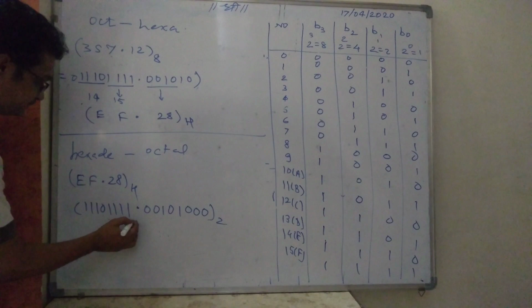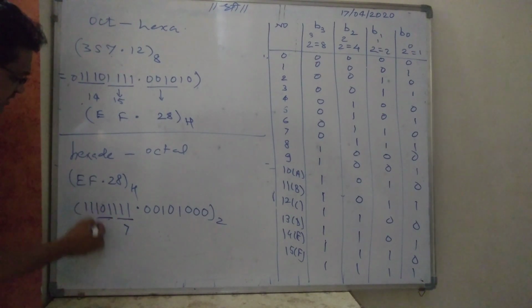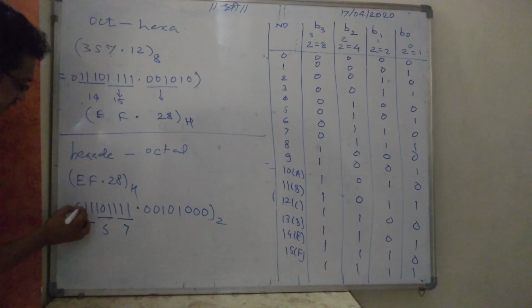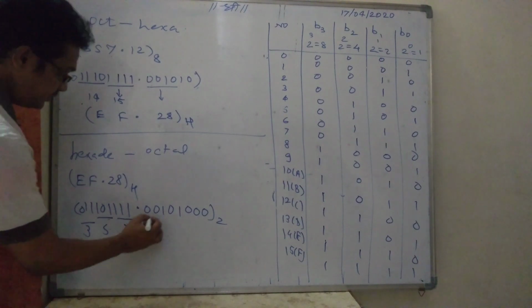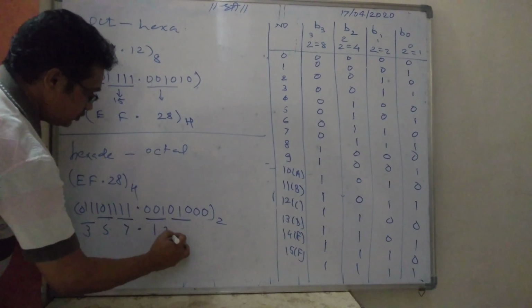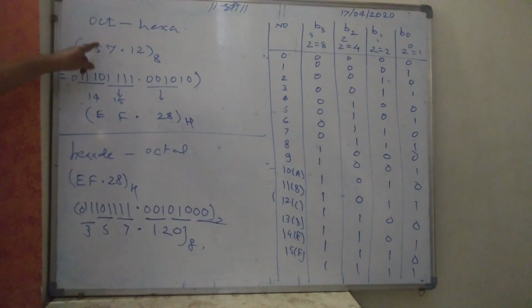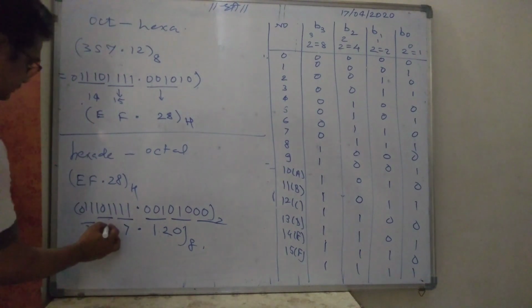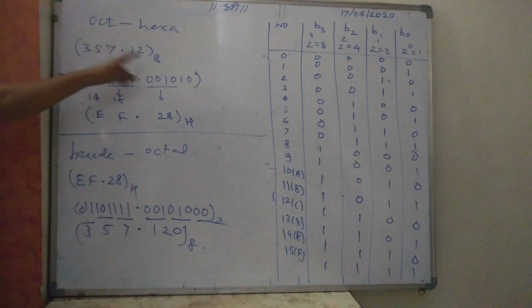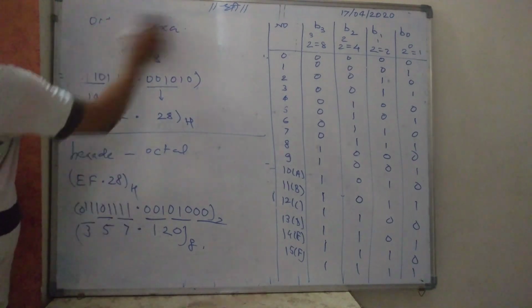Form group of 3. These 3 is 7. These 3 is 5. 1 1, we have to add 0 here. That is 3. Point. These 3 is 1. These 3 is 2. So 3 5 7.12. Octal to hexadecimal, hexadecimal to octal. One more numerical we will take.